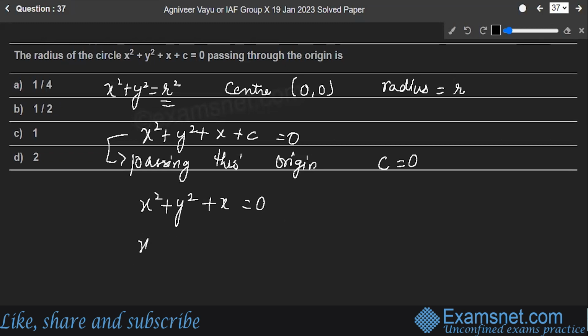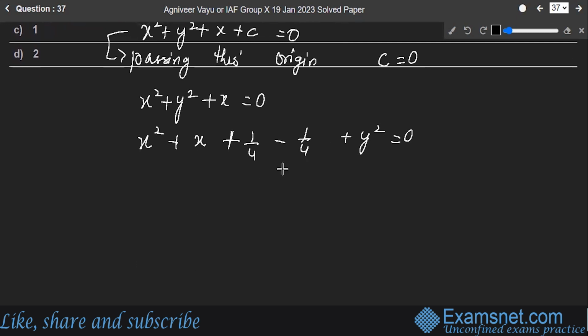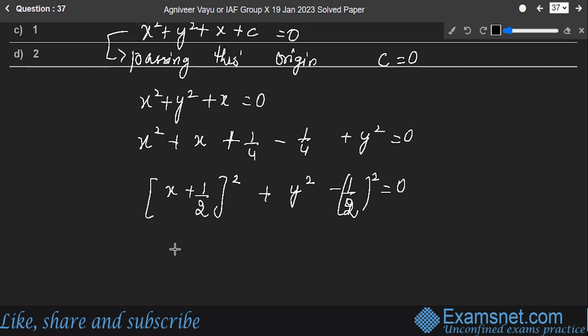Right? Now I'll do one thing. I'll add and subtract 1 by 4 from here. Now I'm trying to make a perfect square. The reason for that, you'll just come to know. So this can be written as x plus 1 by 2 whole square plus y square minus 1 by 4, which can be written as 1 by 2 whole square. This is equal to 0.